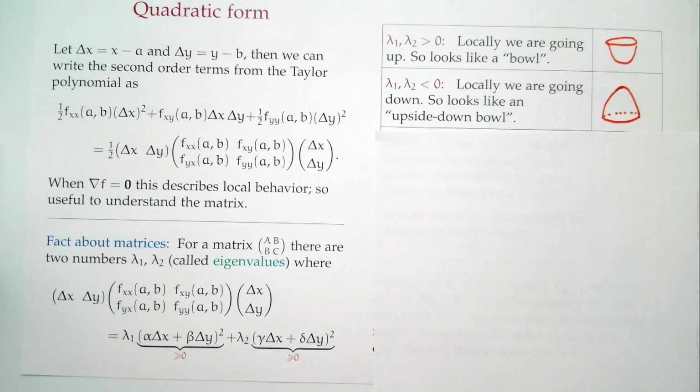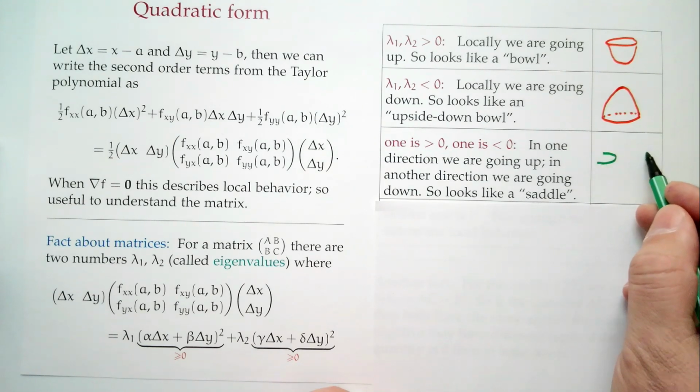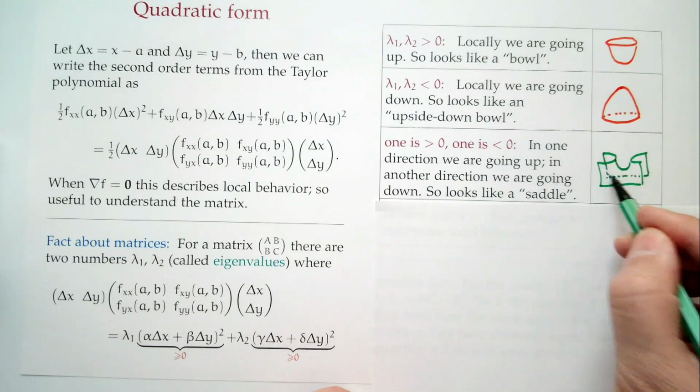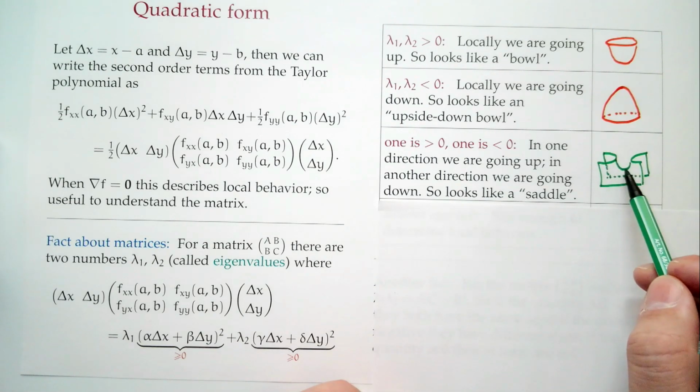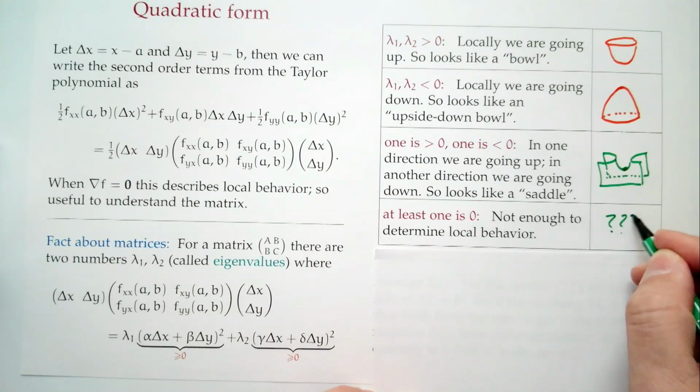What's another possibility? Well, another possibility is that one of them is positive, and one of them is negative. Now, what does that mean? Well, that means it might be the case that in one direction, we're going up. But if we go in a different direction, we're going down, because lambda 1 could be positive, lambda 2 could be negative. So that has the shape, someone already noted, that's called the saddle. And it looks something vaguely like this. So if this is our point, as we move in one direction, we're going up. But in another direction, if we move, we'd go down. So that's the saddle. Now, the last thing is, at least one is 0. And what does that look like? The answer is, we don't know. There's not enough information.